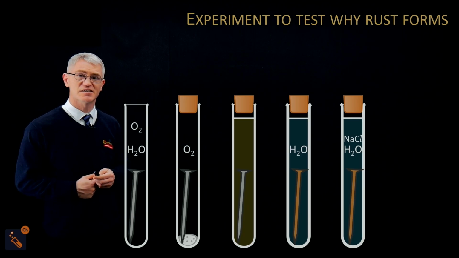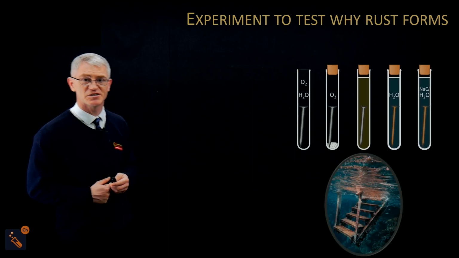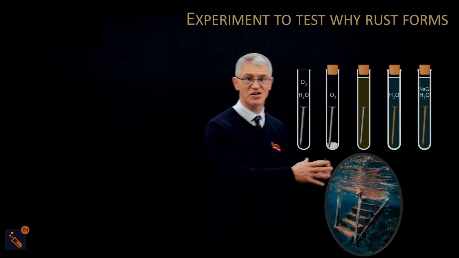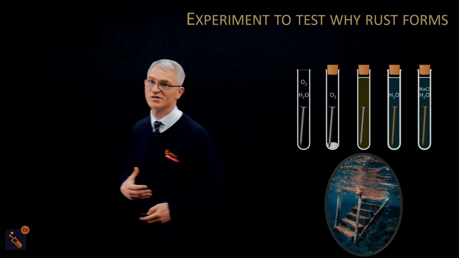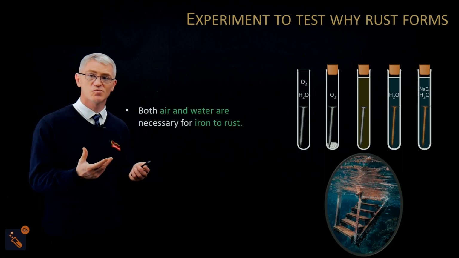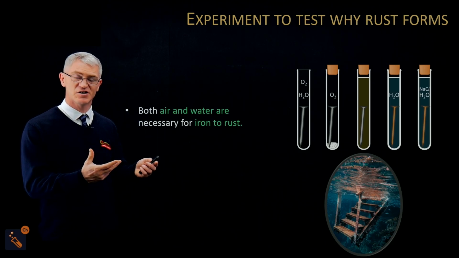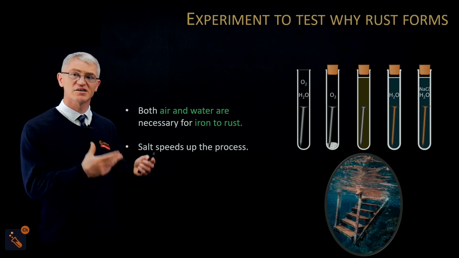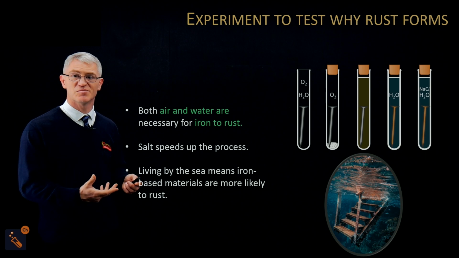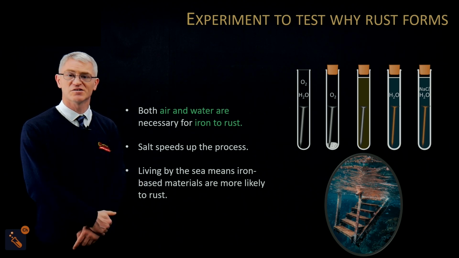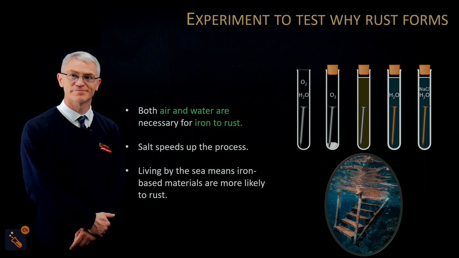So if I take this and then put this above a nice picture to remind you, as you can see, very rusty underneath the water here because of that salt and that water. So both air and water are necessary for iron to rust. Okay, salt speeds up the process, and if you live by the sea, it means iron-based materials are much more likely to rust and rust quickly.